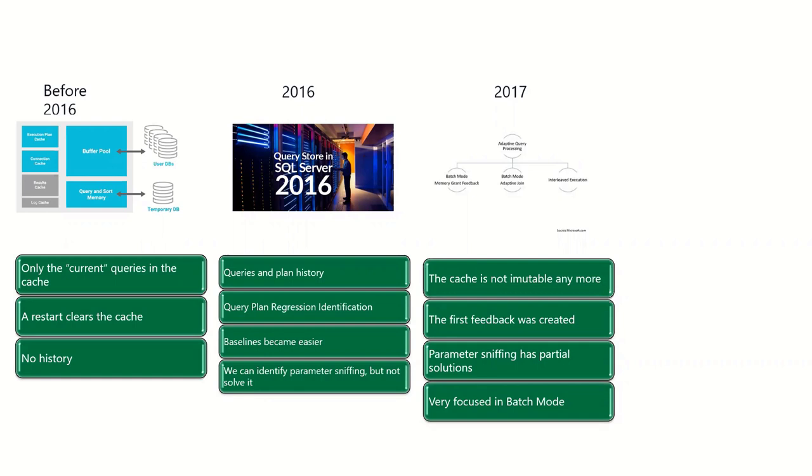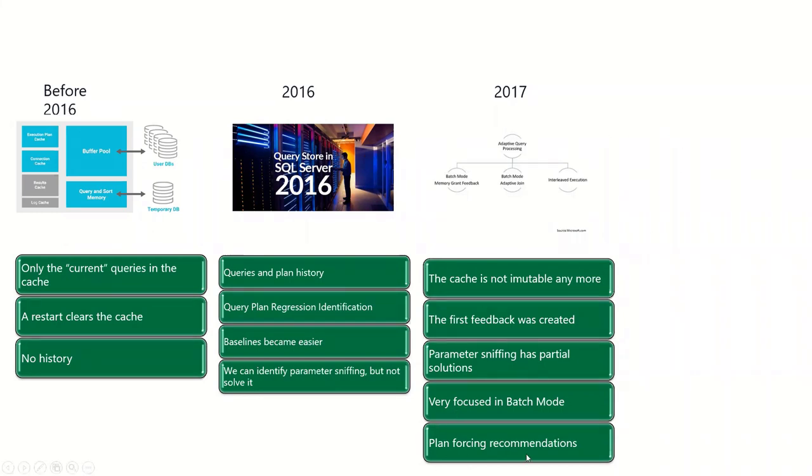And all the new features were very focused on batch mode. This was the first time that we saw in SQL Server features which were only focused on batch mode and not on row mode. So what are those features focused on batch mode? I will explain a bit more.